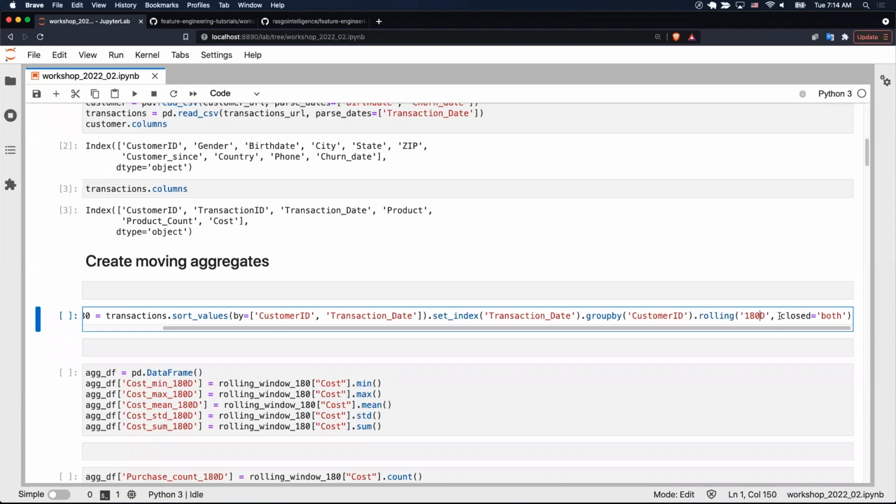And then I control these windows by closed. So what this is saying is, do I want to include the left-hand side, so the transaction on the earliest possible date, 180 days from the current date, and on the right-hand side, do I want to include the current transaction? And in this case, because I'm assuming the customer has made this transaction, I'd like to include both of them.